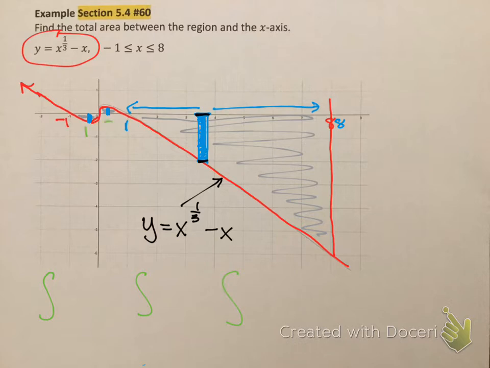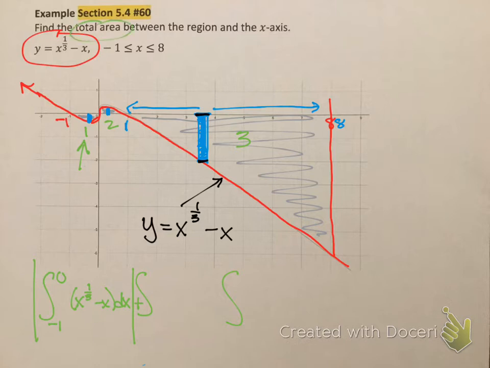One here, 2 here, 3 here. So let's start right here, this first integral. I am going from -1 to 0, and I have an integrand that is x to the 1/3 minus x dx, and that is underneath the x-axis, so I would need absolute value bars there.